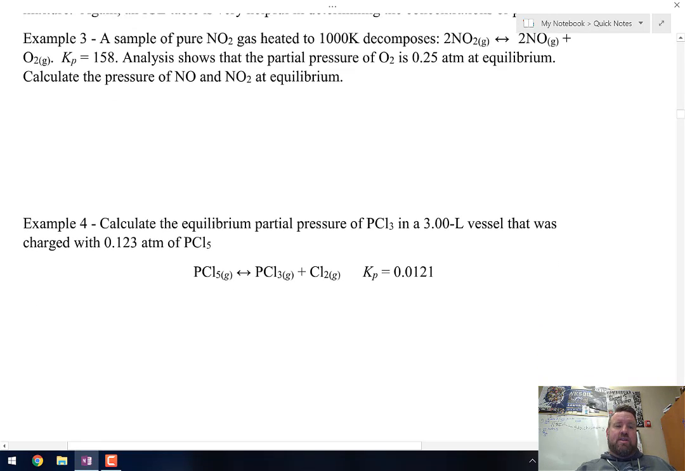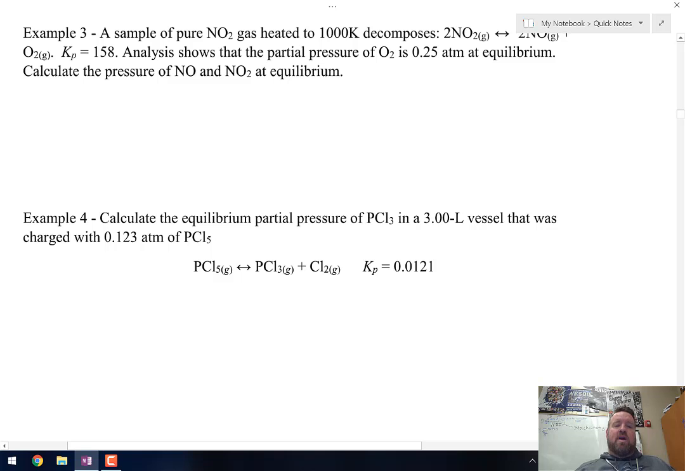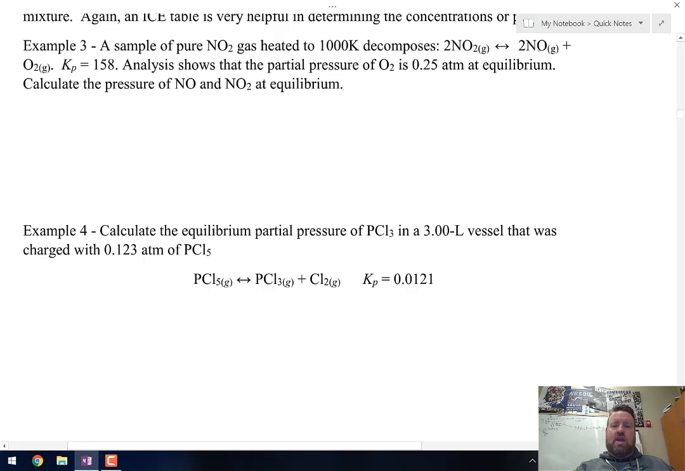So example 3 says a sample of pure NO2 gas heated to 1,000 Kelvin decomposes. So you got 2 NO2 in equilibrium with 2 NO plus O2. And the Kp value is 158, very large value. Analysis shows that the partial pressure of O2 is 0.25 atmospheres at equilibrium. Calculate the pressure of NO and NO2 at equilibrium. Okay? So in this case, we know that at equilibrium, the partial pressure of O2 is 0.25. That's it. That's all that we know.